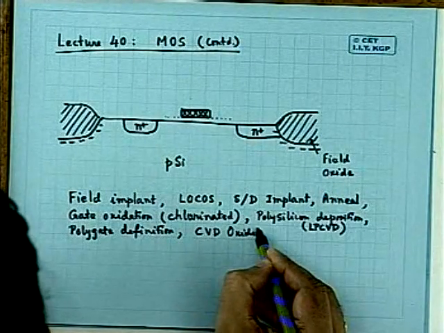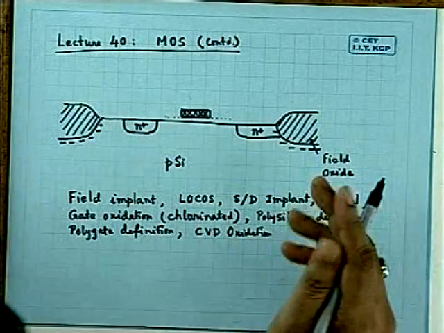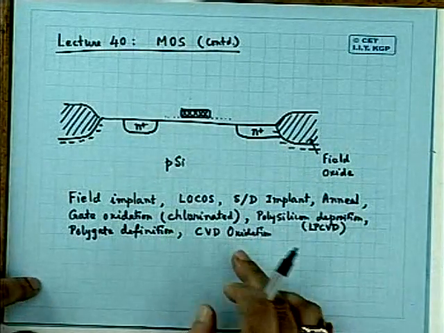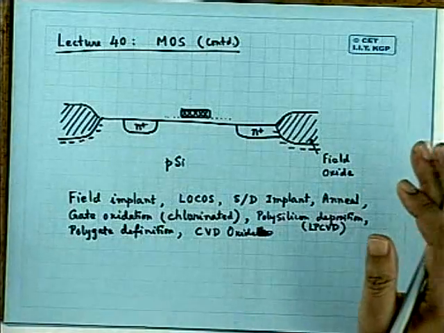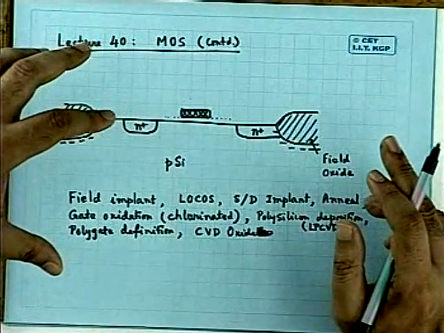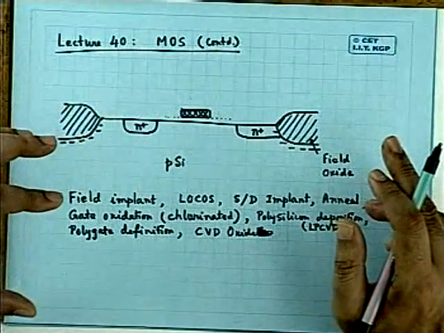That means deposition. I should not have said oxidation, but CVD oxide. CVD oxide means deposition of silicon dioxide by chemical vapor deposition. It is done using silane, SiH4, and oxygen mixture, cracking at a low temperature around 400 degrees centigrade. If you take silane and oxygen and chemically react it at 400 degrees centigrade, silicon dioxide is deposited.